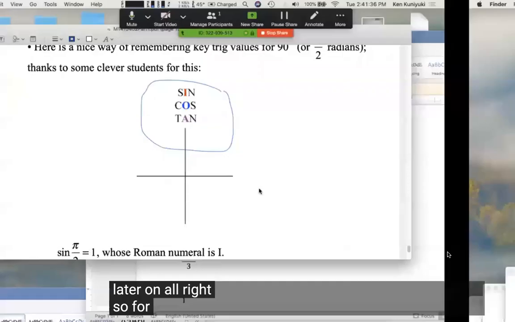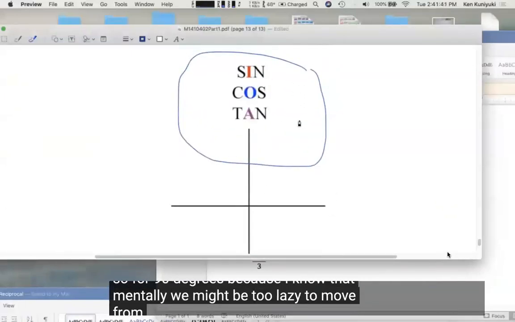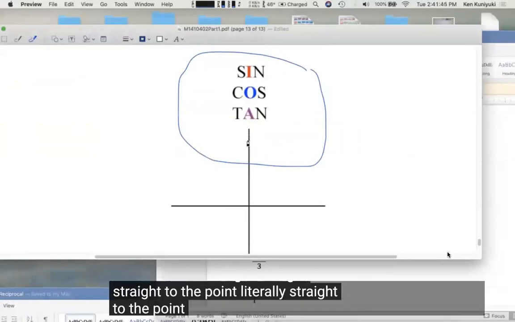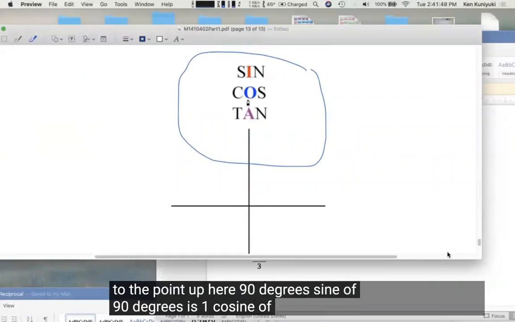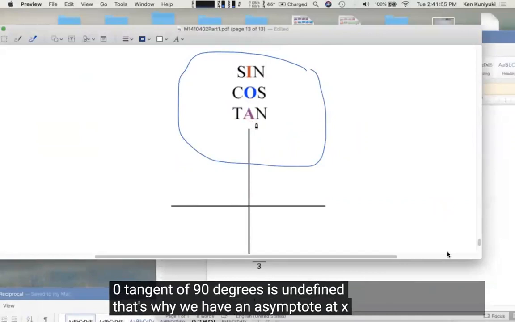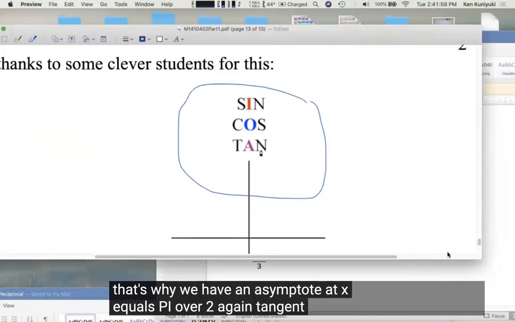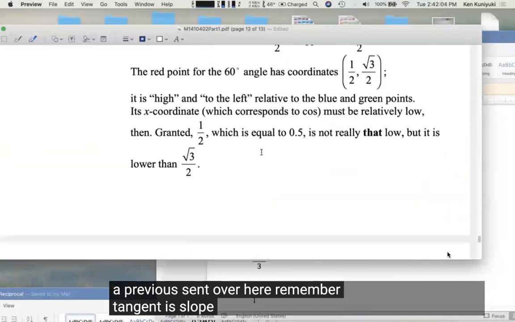All right, so for 90 degrees, because I know that mentally we might be too lazy to move from here to here, let's get straight to the point. Literally straight to the point up here. 90 degrees, sine of 90 degrees is 1, cosine of 90 degrees is 0, tangent of 90 degrees is undefined. That's why we have an asymptote at x equals pi over 2. Again, tangent is slope. A previous hint over here, remember tangent is slope.